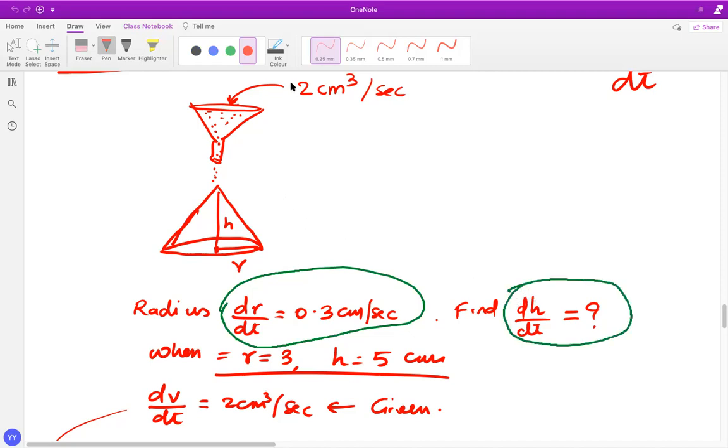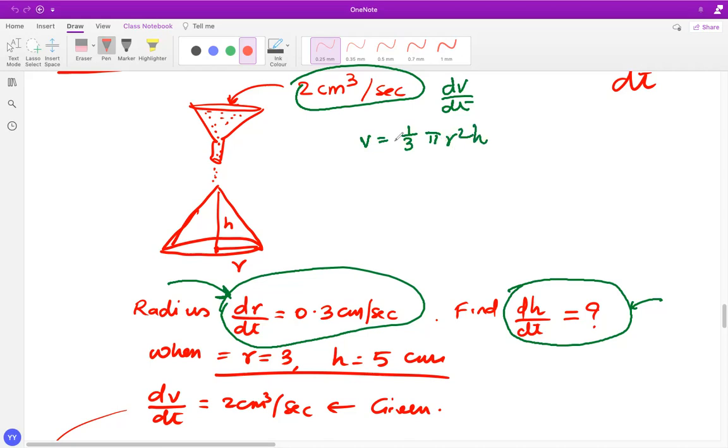So there are two rates of change given here. The first rate is dv by dt, and here the rate of change of radius has been given to you. What is expected is that we find the rate of change of height. So we basically have to find a relation that can link all three things. So first, the volume is 1/3 pi r square h.